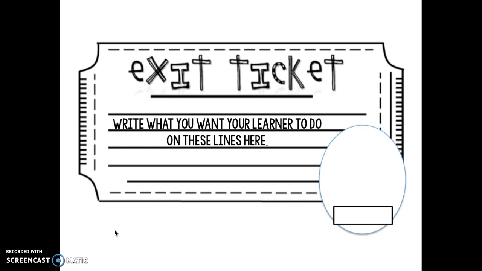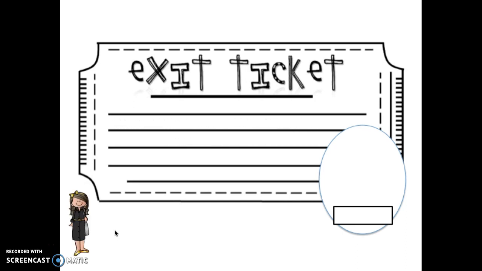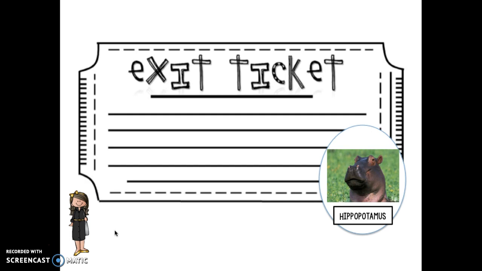Let me show you an example. So let's say this was my exit ticket and my report was on hippopotamus. I would glue my picture here. I'd write the name of my animal, hippopotamus. And then I would write some sort of an exit ticket that I want my learner to go and do now that they've learned about the animal I've researched.